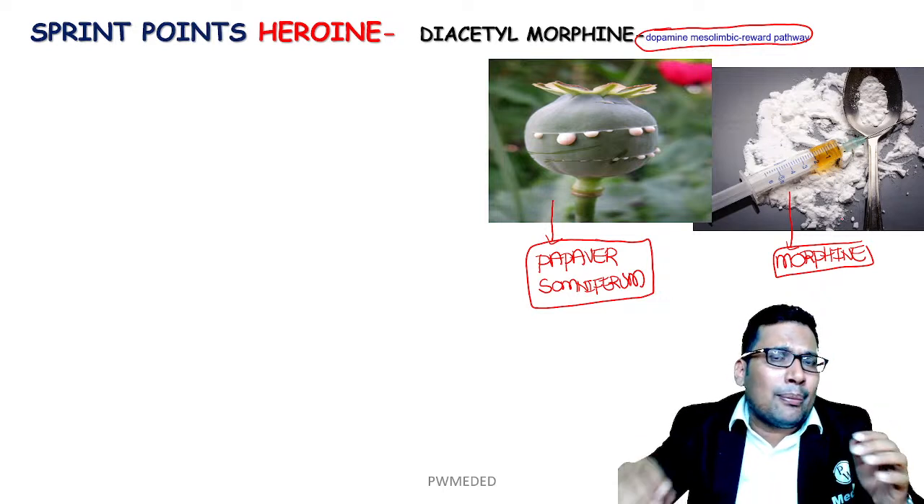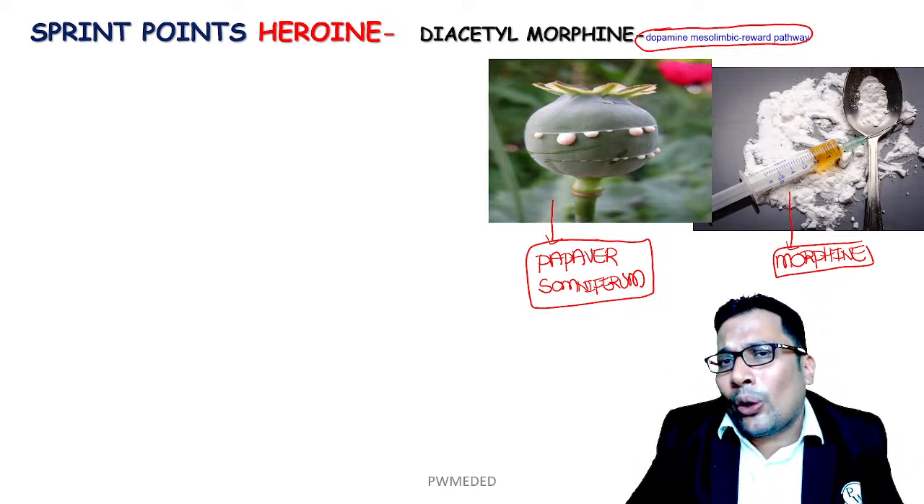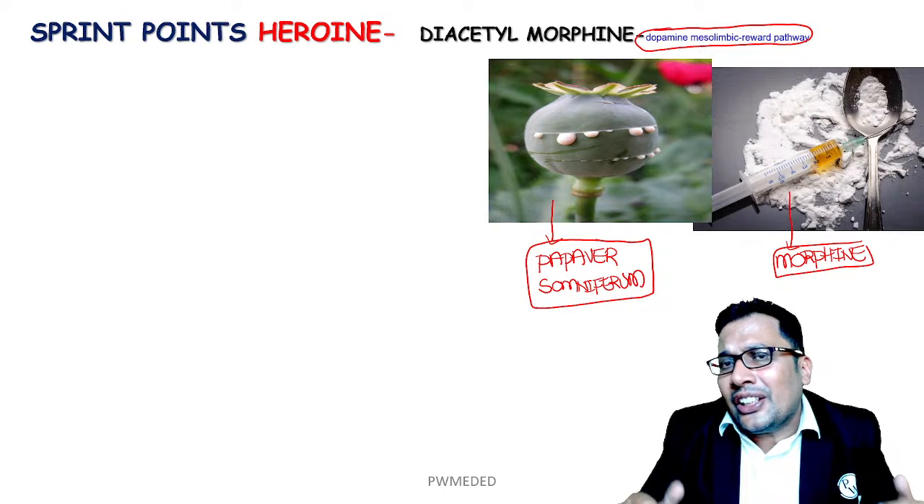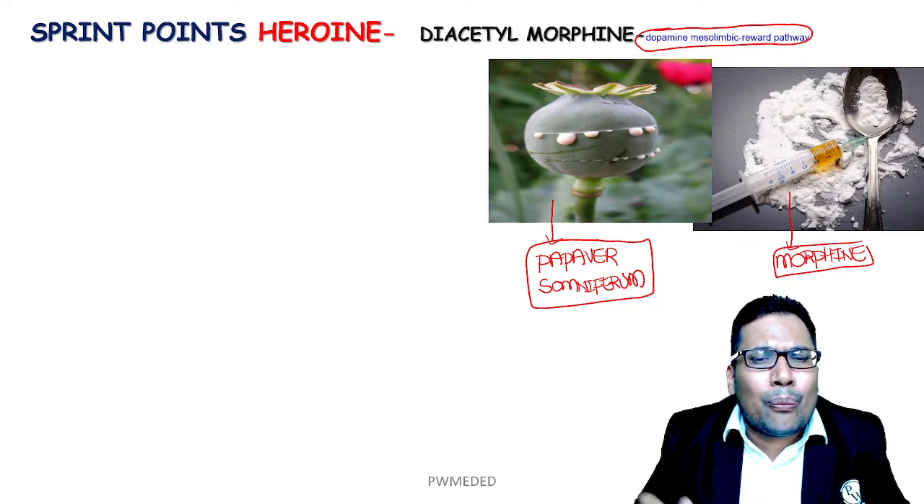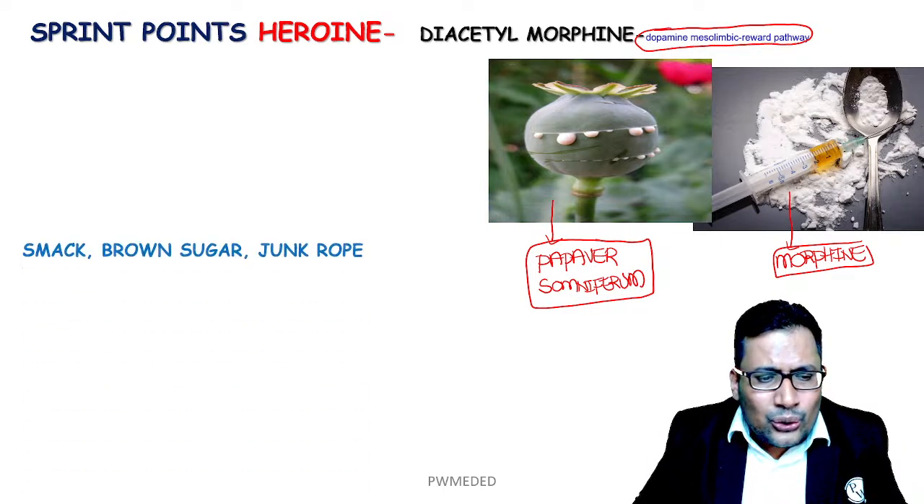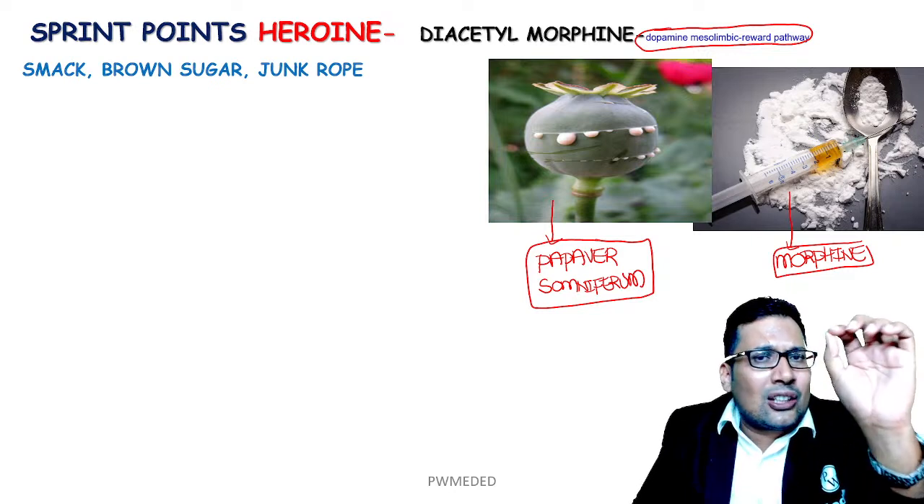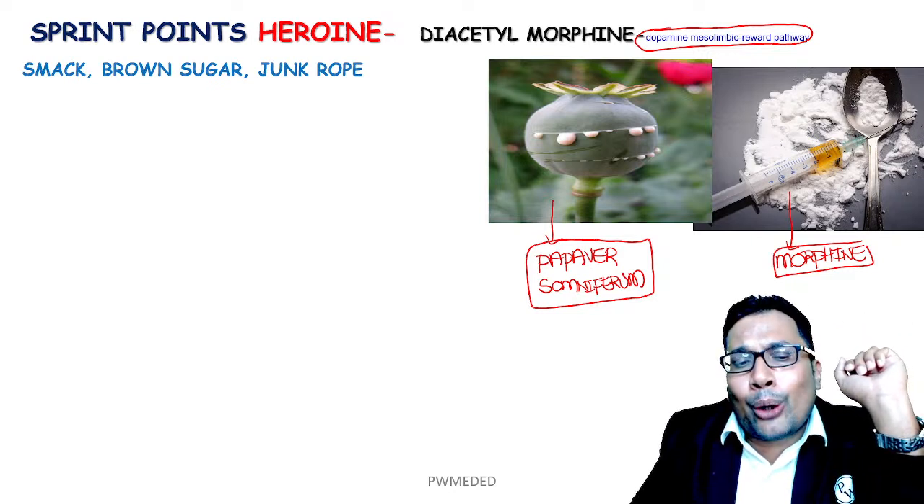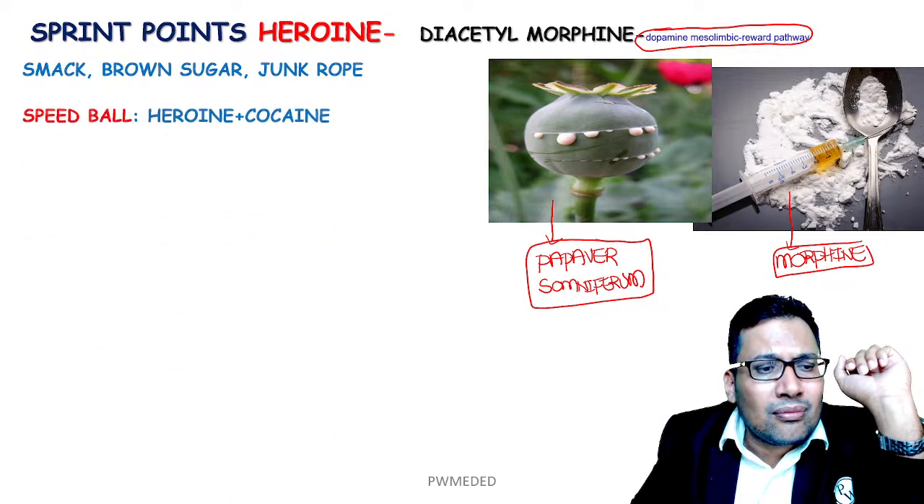So heroin, remember there are different routes of heroin. One is IV injection, skin popping. I know there are many methods for heroin. So what are the MCQ points? Heroin is also known as smack, brown sugar, junk.